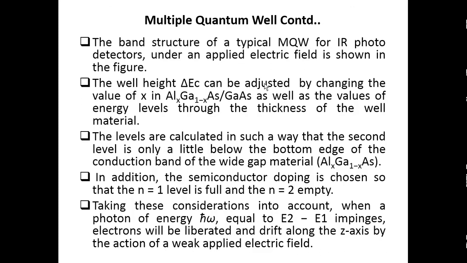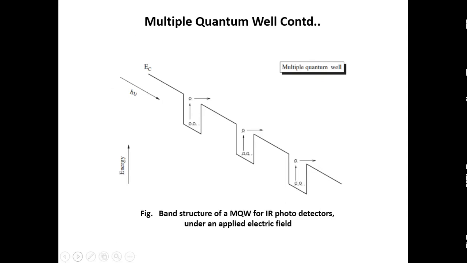Okay, the band structure of a typical multiple quantum well for IR photodetectors under an applied electric field is shown in the figure. What is the figure? This is the energy, and E is equal to hν is the electric field. Here this is the conduction band. So this is a multiple quantum well produced. There is the quantum well, this is the well, this is the barrier, then the well, barrier, like that. So this is the band structure for multiple quantum well for IR photodetectors, and this is an example. This you have to learn, and you have to draw this figure whenever it is asked. And here this is hν, this is the energy, and this is the electric field which is applied. It's under the influence of an electric field.